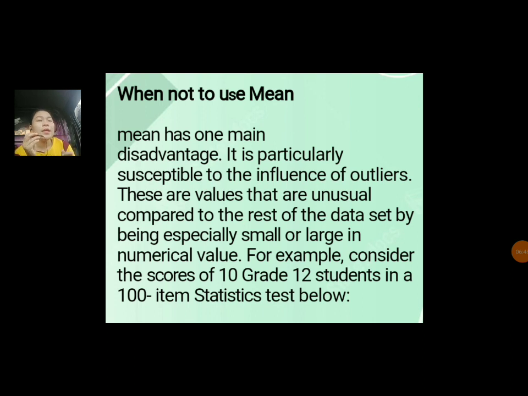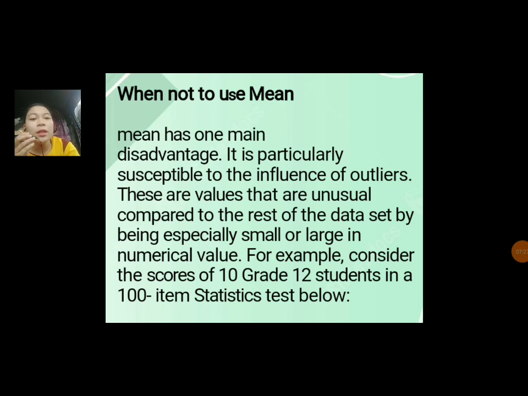So, when not to use the mean. Although the mean is very easy to use and very famous and popular, it has a disadvantage, so there are times when it is not appropriate to use. It is particularly susceptible to the influence of outliers. These are values that are unusual compared to the rest of the dataset by being especially small or large in numerical value. As I said, if the set of scores is extremely high and extremely low, then the mean should not be used because it gets affected.